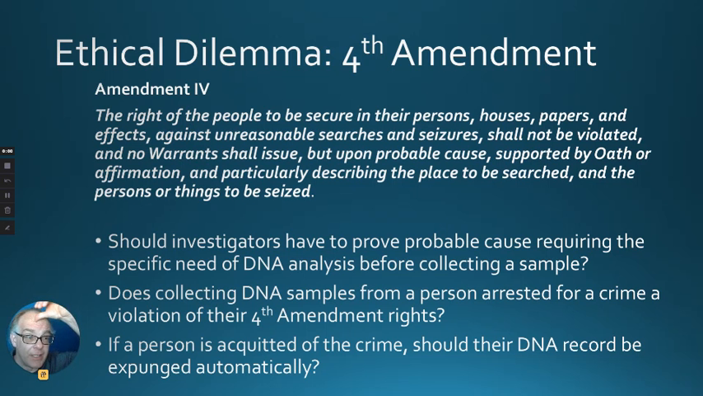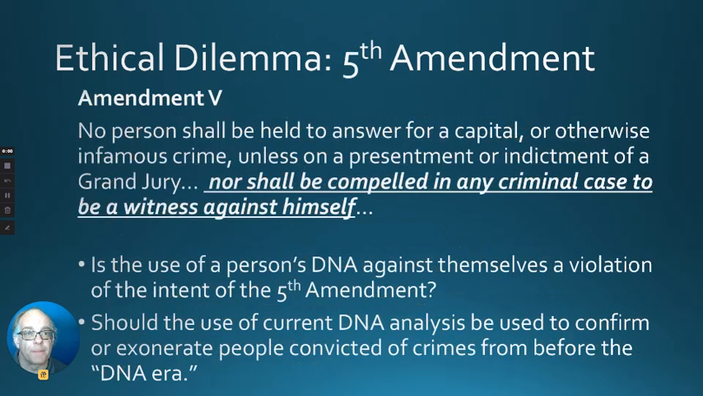Now, if we take a look at DeAngelo, the Golden State Killer, he was arrested in 1979 for shoplifting dog repellent and a hammer. If DNA was collected for a misdemeanor, he could have been identified about halfway through his crime spree. The Fifth Amendment says that an individual will not be compelled in any criminal case to be a witness against themselves. Is the use of a person's DNA against themselves a violation of the intent of the Fifth Amendment?